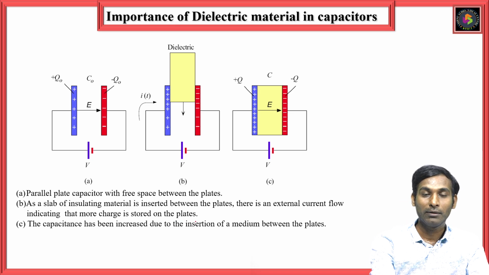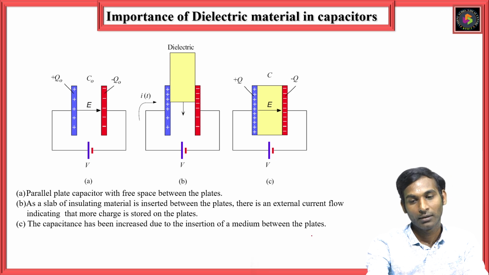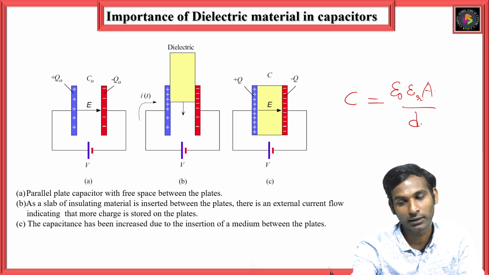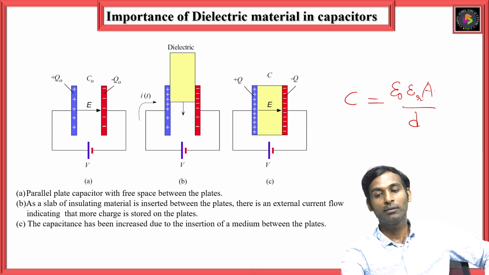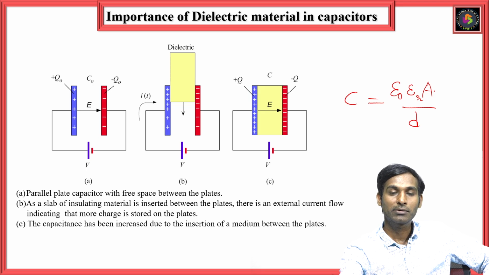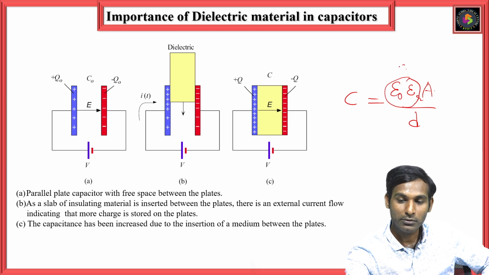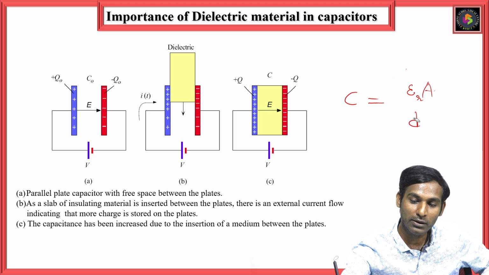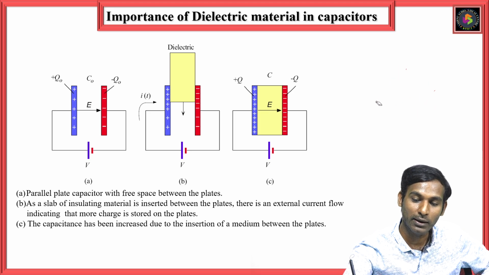What happens? Once the dielectric material is placed here, it stores energy. In the third diagram, the capacitance has increased due to the insertion of the medium between the plates. The equation is C is equal to epsilon naught epsilon R A divided by D. So here the capacitance is directly proportional to A, the area of cross section, and D is the distance between the plates. This permittivity, the dielectric constant, indicates the material property. It is said to be the storage of energy.